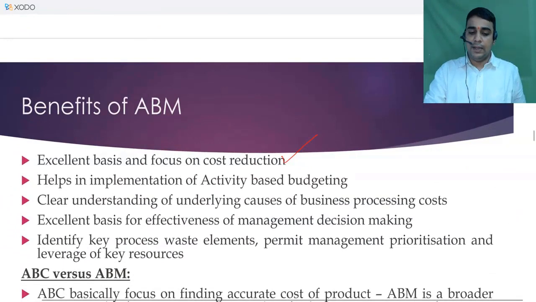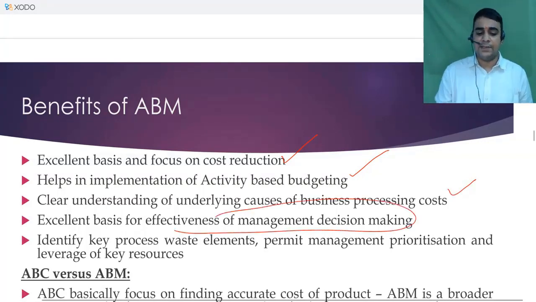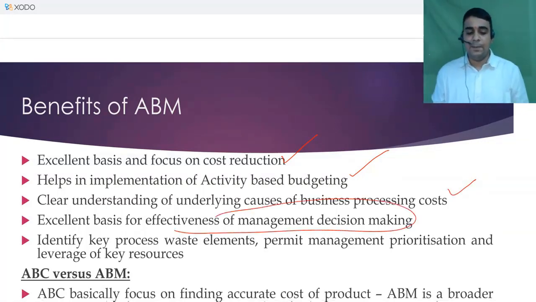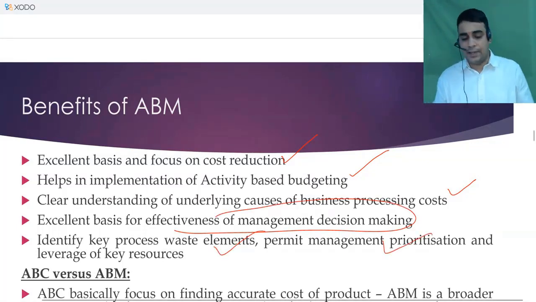Focus on cost reduction, implementing activity-based budgeting, clear understanding of business process and cost. Effectiveness for management decision making. Identify key processes, waste elements, management prioritization and leverage of key resources.